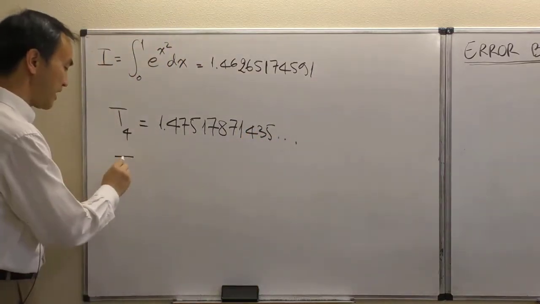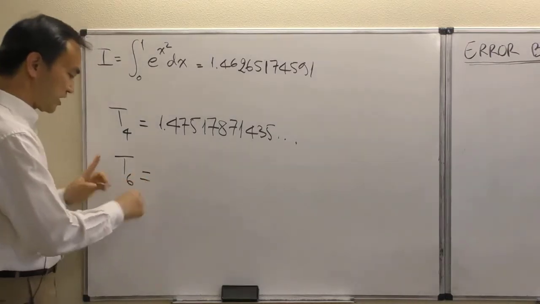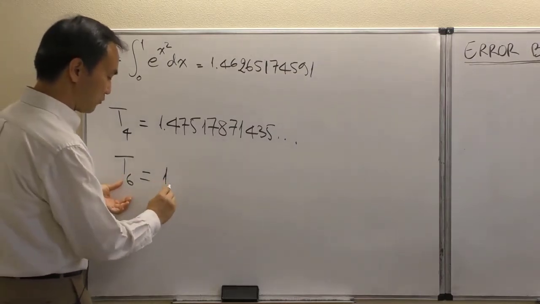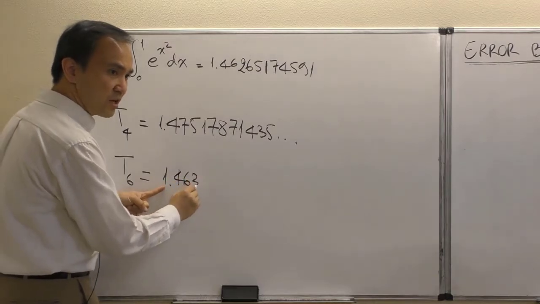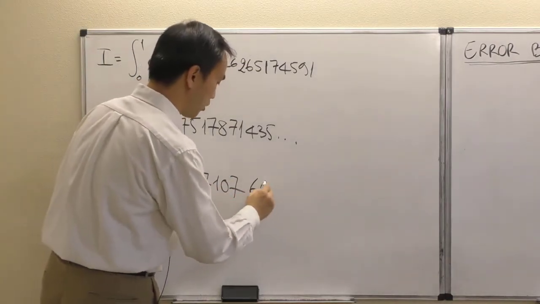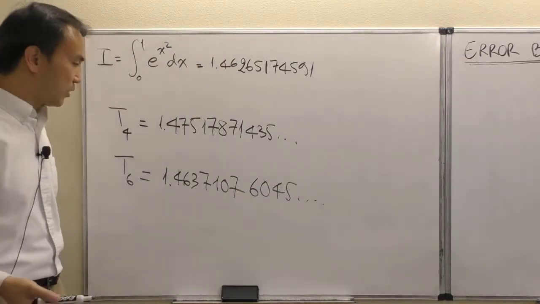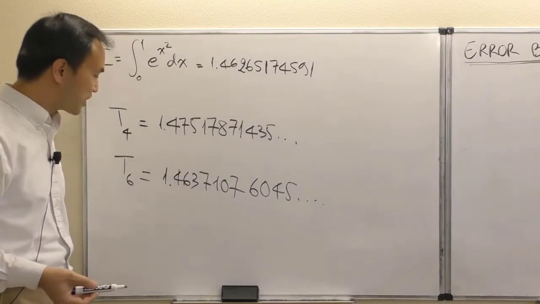Okay, and then we came down to T6, using the trapezoid method again with six trapezoids here, and we came to that answer, 1.46371076045. I have to constantly keep looking back at the reports of the answers we've had stored on my computer screens over there.